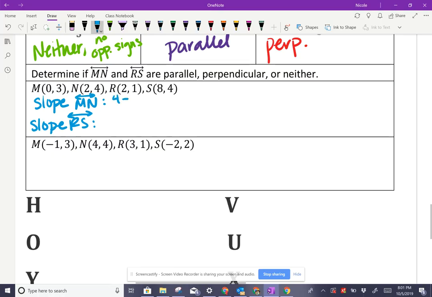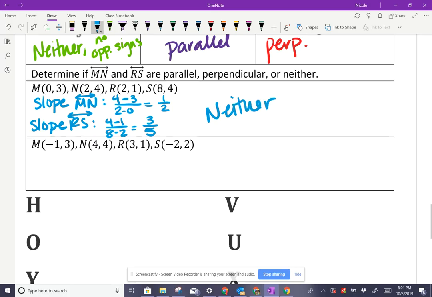So I have 4 minus 3 over 2 minus 0. So the slope of line MN, 4 minus 3 is 1 over 2, 1/2. And then we look at line RS. I have 4 minus 1 over 8 minus 2. 4 minus 1 is 3. 8 minus 2 is 6, so 3 over 6 is 1/2... These slopes have nothing in common. They're not parallel. They're not perpendicular. So they're definitely neither.